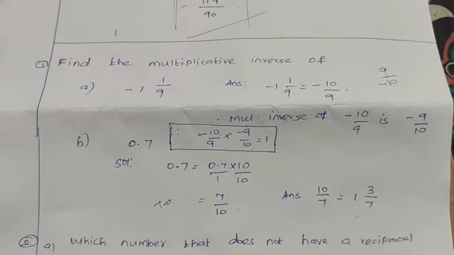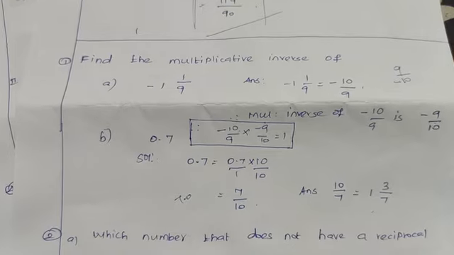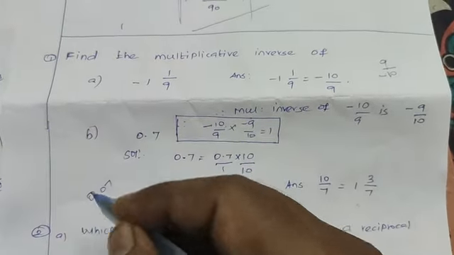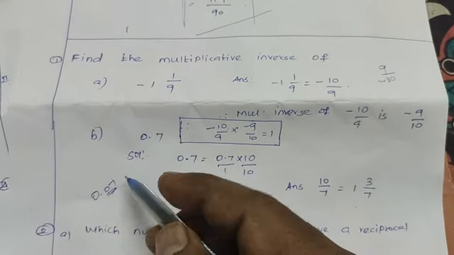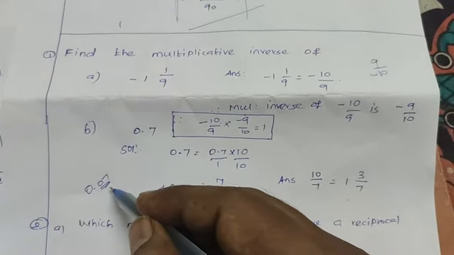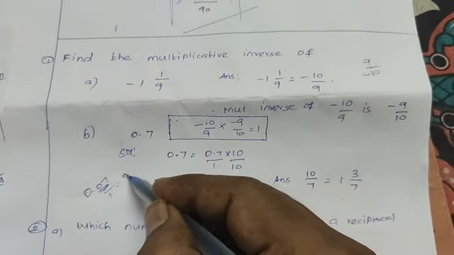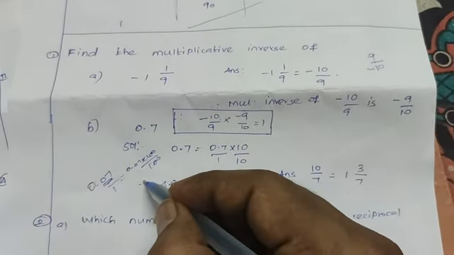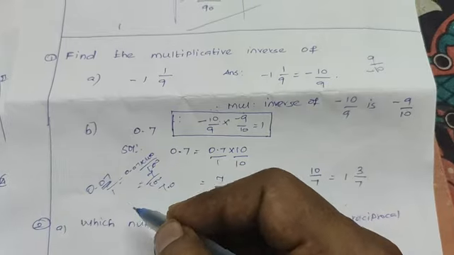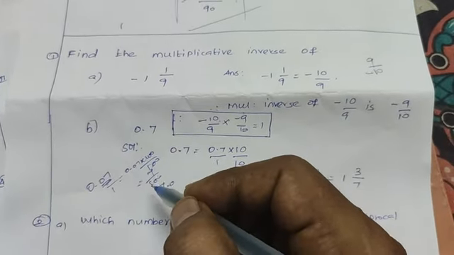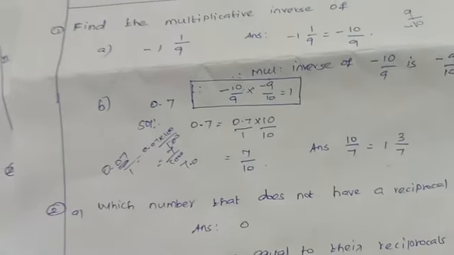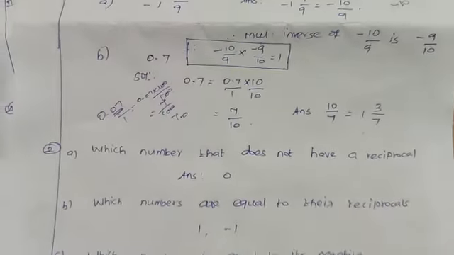Similarly 0.7, 0.3, 0.07. Here there are 2 decimal places, so we need to multiply by 100. So we can write 0.07 into 100 divided by 100. That is 7 divided by 100. Because of 2 decimal places, we can write it as 7 divided by 100. Now we can write the multiplicative inverse of 7 by 100. Like that, do this problem.